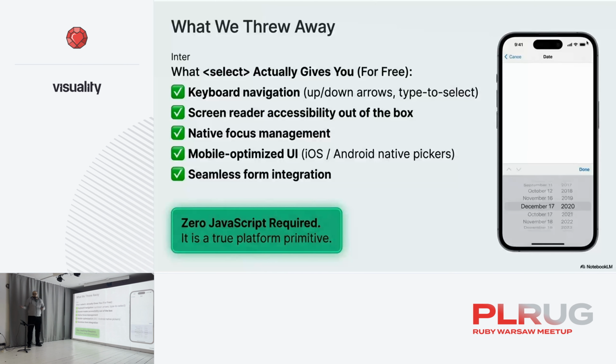What we threw away. So basically, the standard select provides for us keyboard navigation, screen reader accessibility out of the box, native focus management, mobile optimizations, for example, the feel and look on iPhone or Android devices, seamless form integration, and of course performance, because we don't have to include any JavaScript file when we are using native elements.